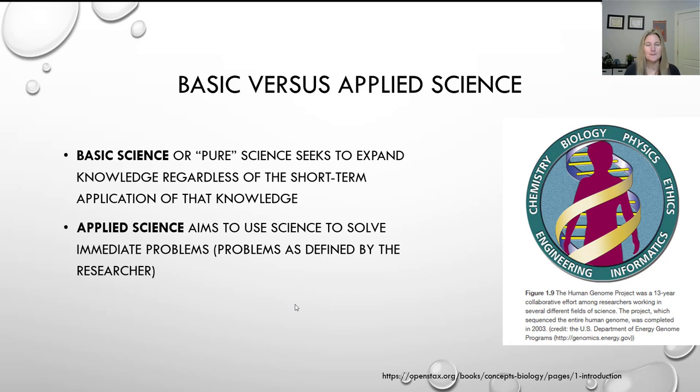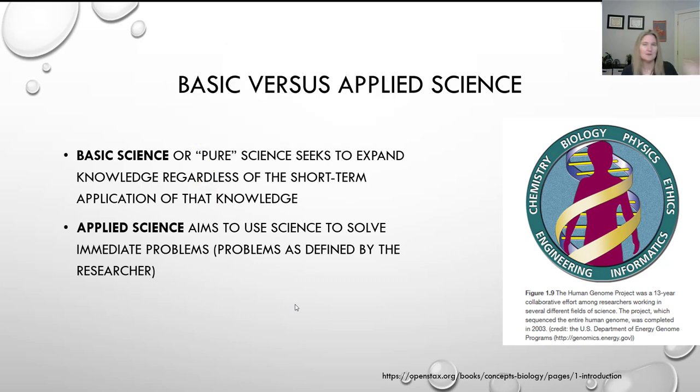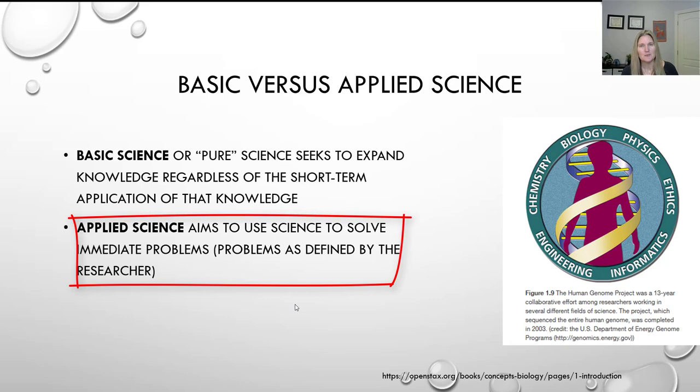So for example, I like to look at squirrels in my backyard because they're pretty funny to look at. They do all these weird things and they're cute and everything. So I might just seek to learn more about them just because I want to. That's an example of basic science. We're just learning about something because we want to, regardless of any short-term application that it can be useful for. With applied science, there's a reason why we're doing it.